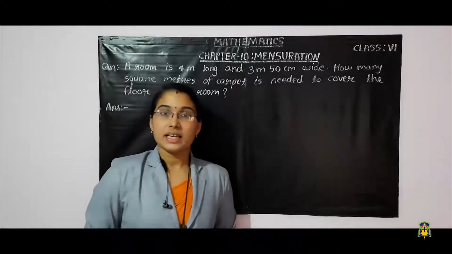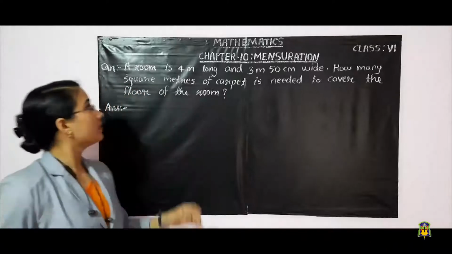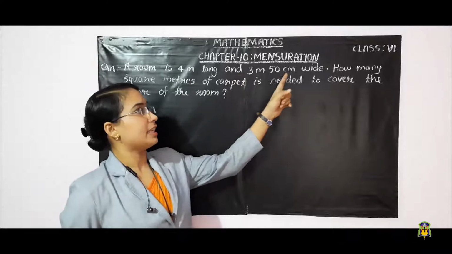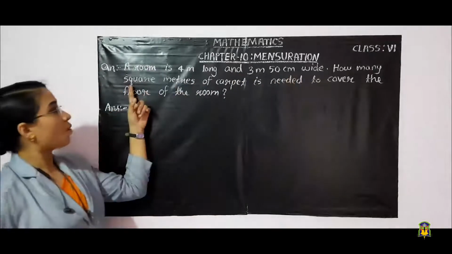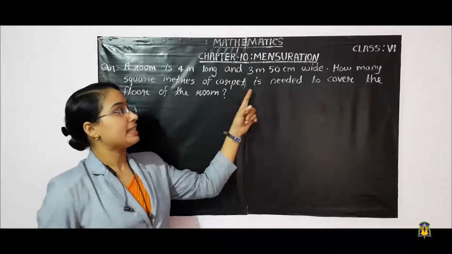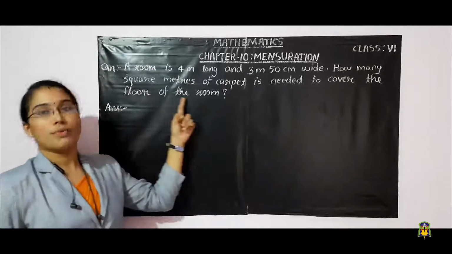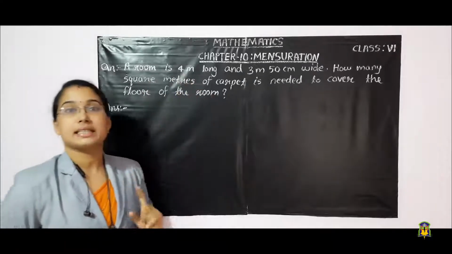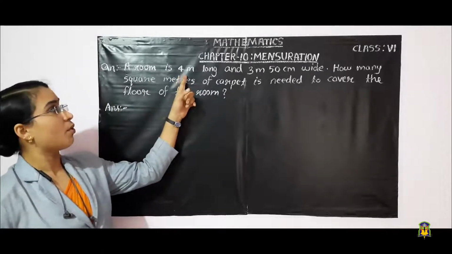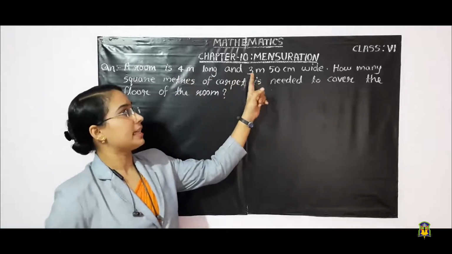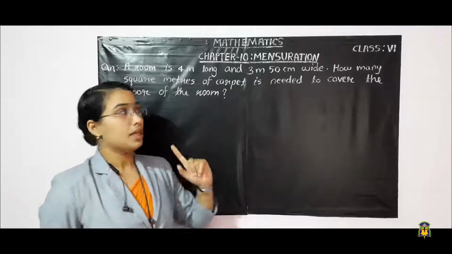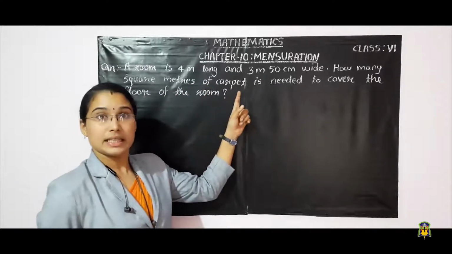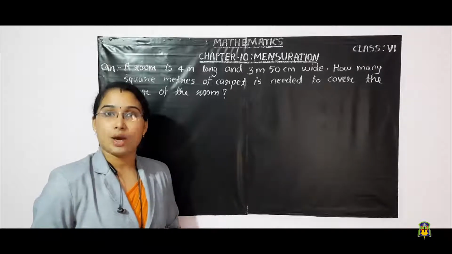Okay. Next let us discuss one word problem. A room is 4 meter long and 3 meter 50 centimeter wide. How many square meters of carpet is needed to cover the floor of the room? So in this question, the length and breadth of the room are given. Length is 4 meter and breadth is 3 meter 50 centimeter. We want to find out how many square meters of carpet. That means we want to find out the area of the carpet.